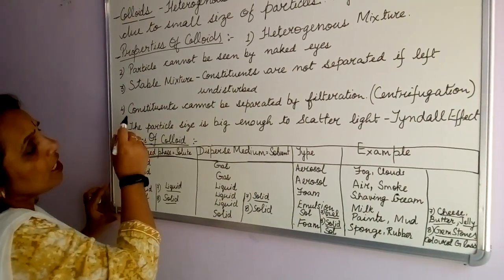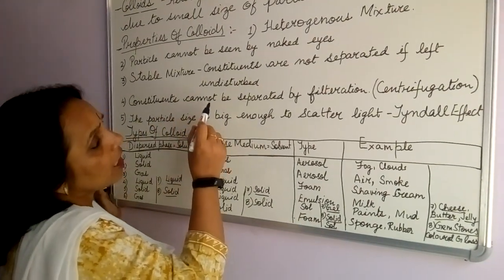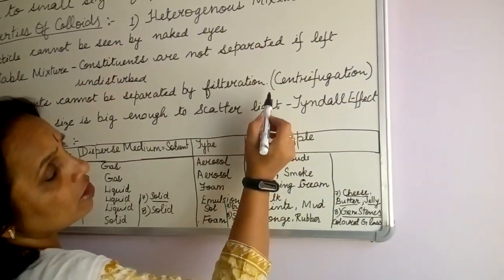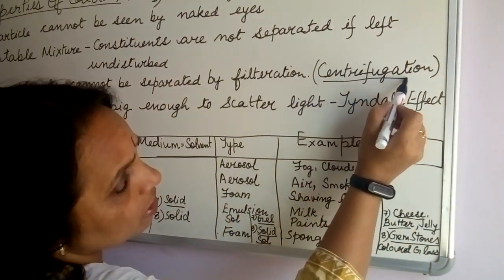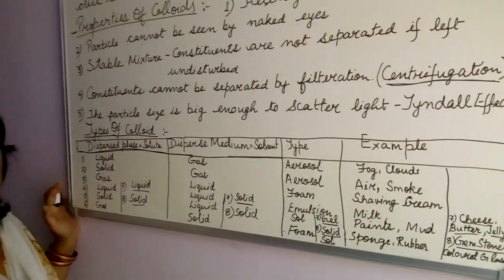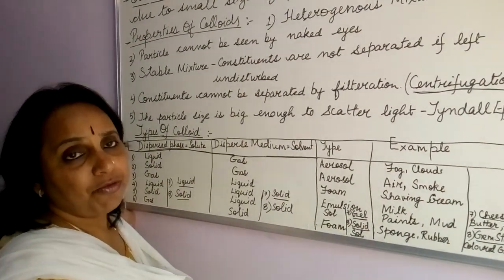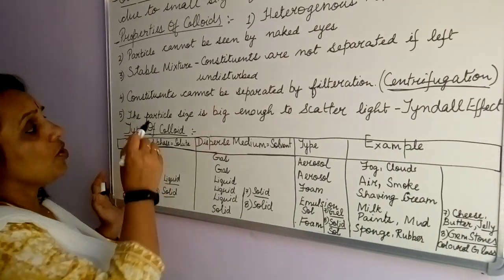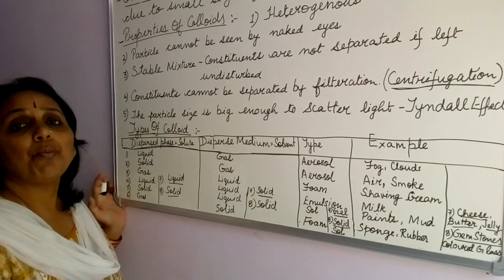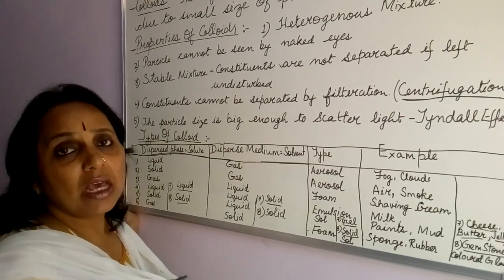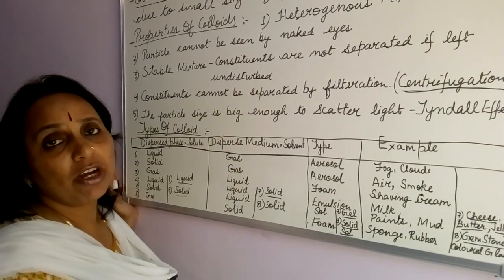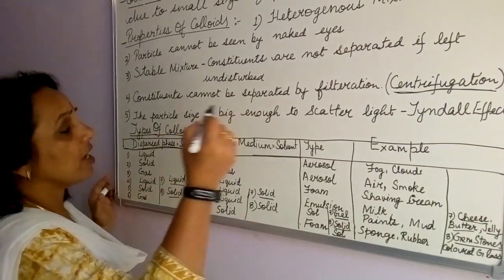The fourth property is the constituents cannot be separated by filtration. Instead, the constituents are separated by the process which is known as centrifugation. We'll study about centrifugation in the further coming lectures. Why can't the constituents be separated by filtration? Because the pores of the filter paper are large enough, they allow both the solute and the solvent particles of the colloid to pass through it.